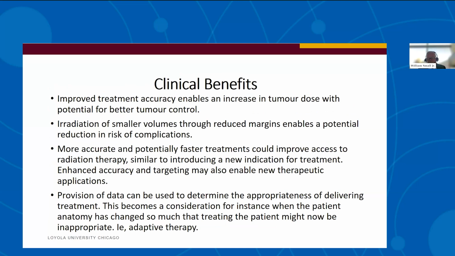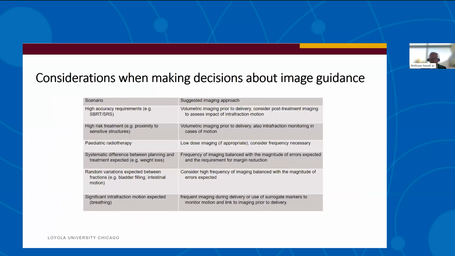More accurate and potentially faster treatments can improve access to radiation therapy, similar to introducing a new indication for treatment. Enhanced accuracy and targeting may also enable new therapeutic applications. And the provision of data can be used to determine the appropriateness of delivering treatment. This becomes a consideration, for instance, when the patient anatomy has changed so much that the treatment plan might now be inappropriate or otherwise have to be adapted. This is just some scenarios.